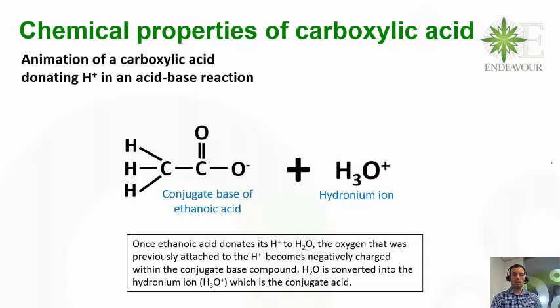and that allows the formation of our products, which is the hydronium ion with the extra H+, and also the conjugate base of ethanoic acid, which has one less H+. So this is like any other acid-base reaction. We have an acid donating the H+ to the base, and that converts what was the base into a conjugate acid, and what was the acid into the conjugate base.